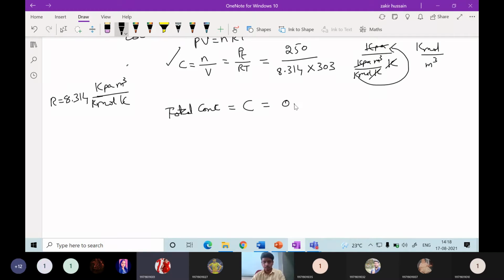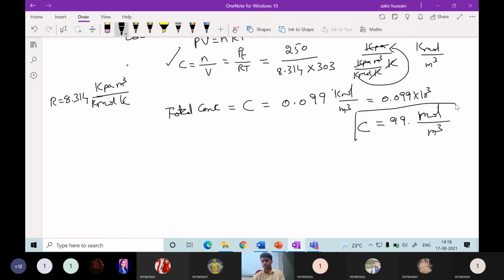0.099, nearly 0.1, kilomole per meter cube. Then we can convert this into mole per meter cube. You have to multiply it with 1000. So that is 0.099 into 10 cube, so nearly it will be equal to 99 mole per meter cube. This is kilomole, this is mole per meter cube.